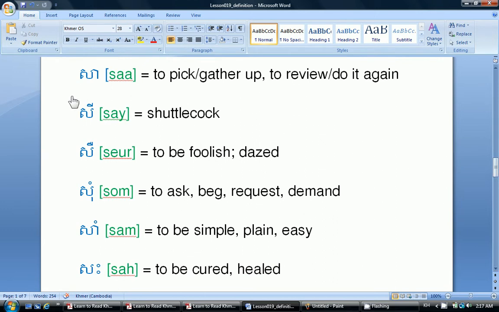Sa means to pick or gather up, to review or do it again. Say means a shuttlecock. Sir means to be foolish or dazed. Some means to ask, beg, request, or demand. Some means to be simple, plain, or easy. Sa means to be cured or healed.